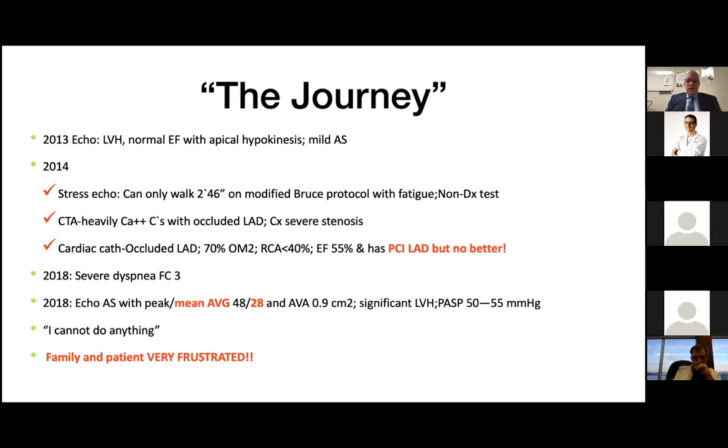Again, a mean gradient of 28, valve area 0.9, significant LVH, so out of proportion to his aortic stenosis, and not infrequently, because of diastolic dysfunction, he had pulmonary hypertension. And the patient, who is an active farmer, says, I can't do anything. Family and patient are very frustrated. This is a typical journey. Most of these patients see 3 to 4 specialists, and it takes on average 5 years to diagnose.